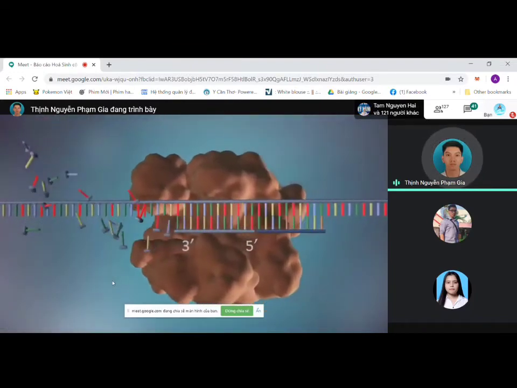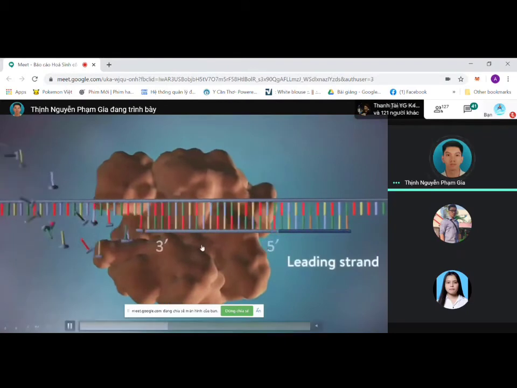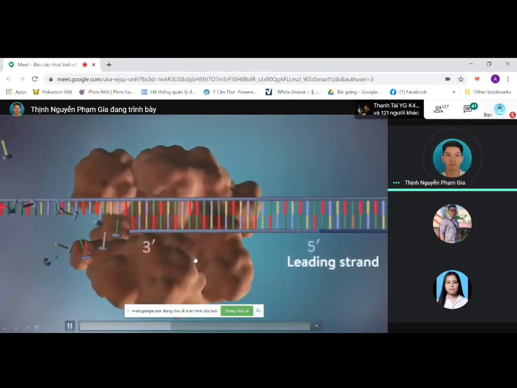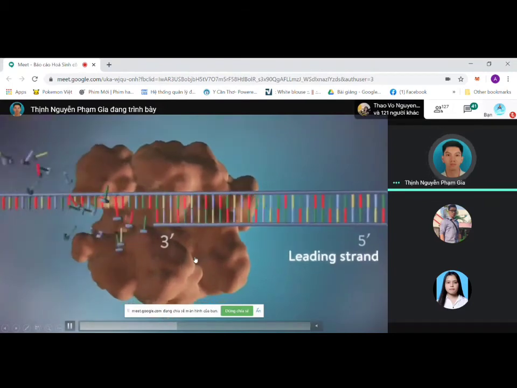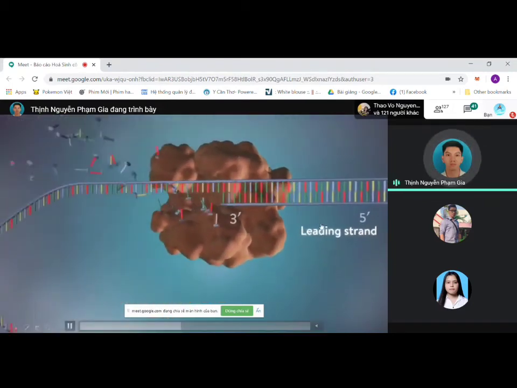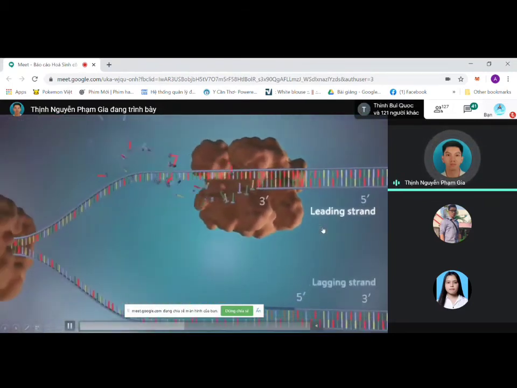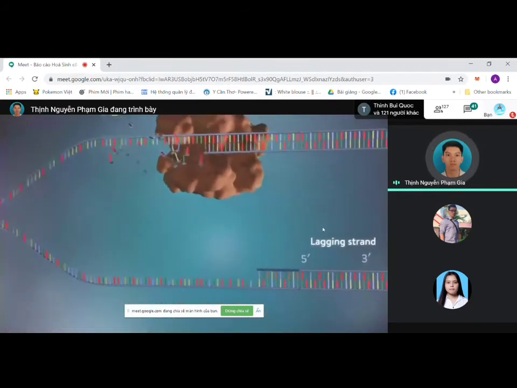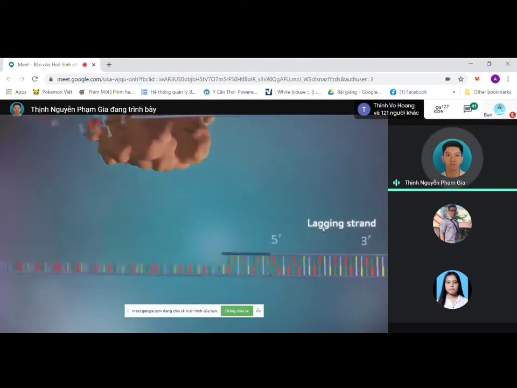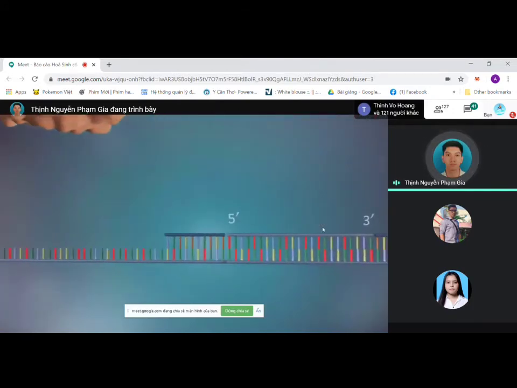And this enzyme has only one direction, 5' to 3'. This is very important. It is one reason that we have two kinds of chains. The leading chain is made continuously, and the lagging chain runs in the opposite direction. Therefore, it's made from a series of small fragments called Okazaki fragments.